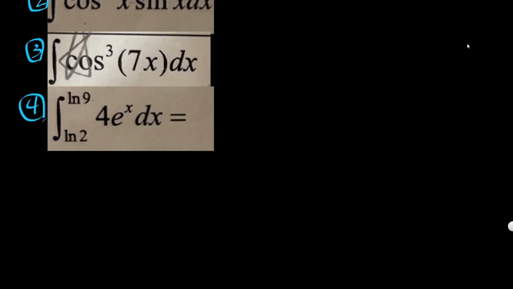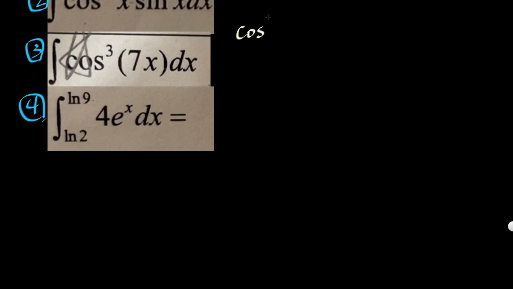Number 3 is a little bit of a tricky one here because it's cosine cube. And if we let u equal cosine, whatever that is, if we take the derivative, we're going to get negative sine. There's no negative sine there. Okay, so here's a little bit of a trick you could think of.